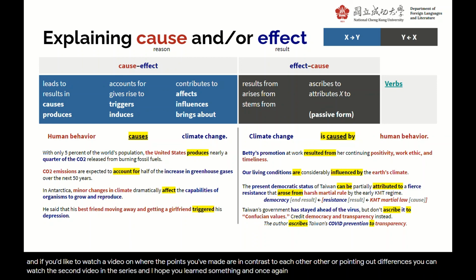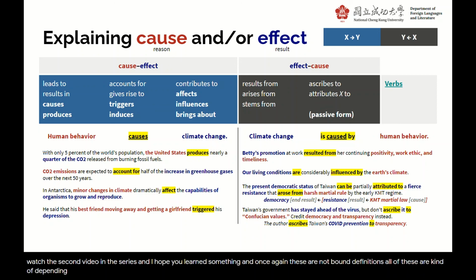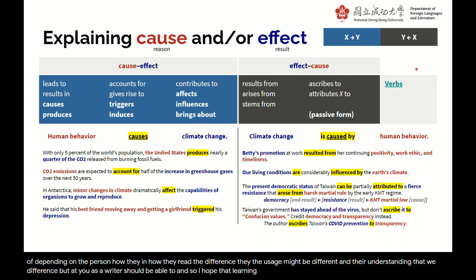And once again, these are not bound definitions. All of these are kind of depending on the person, how they read. You as a writer should be able to say exactly what you mean. And so I hope that learning these specific examples will be able to help you.